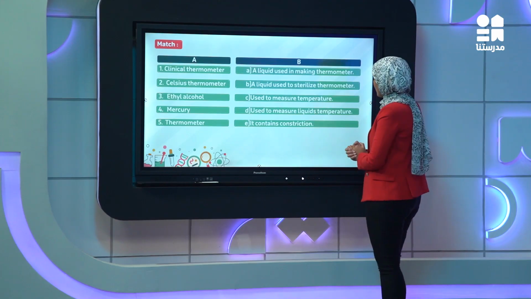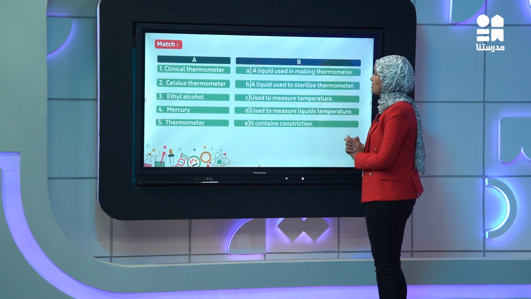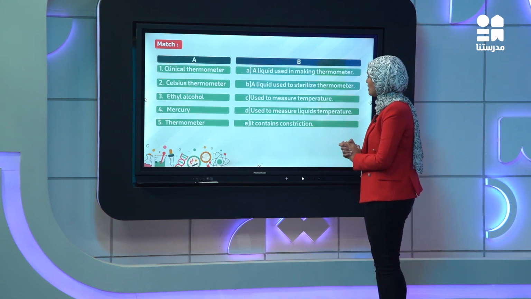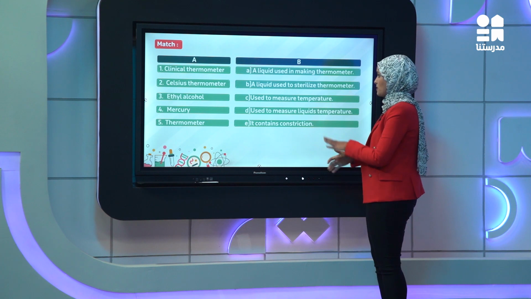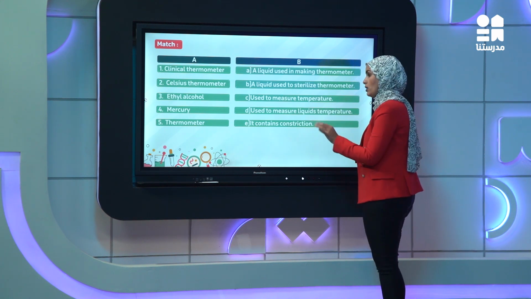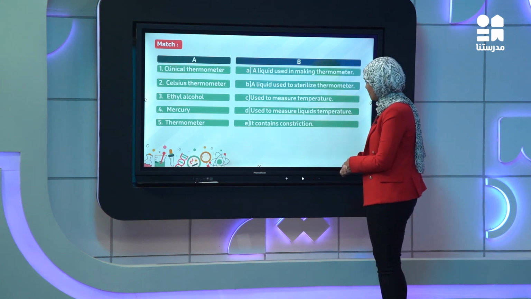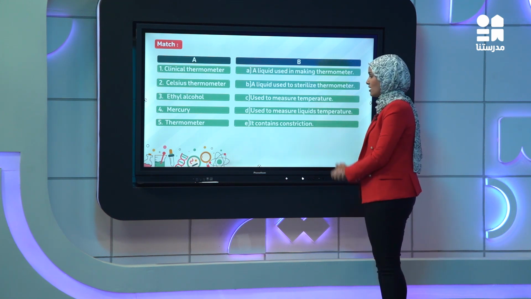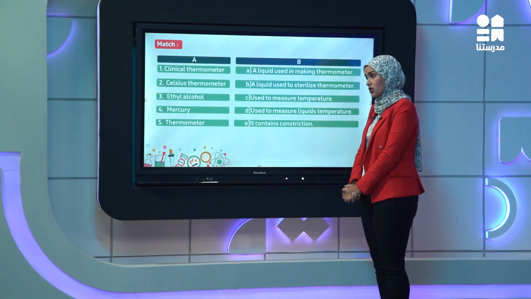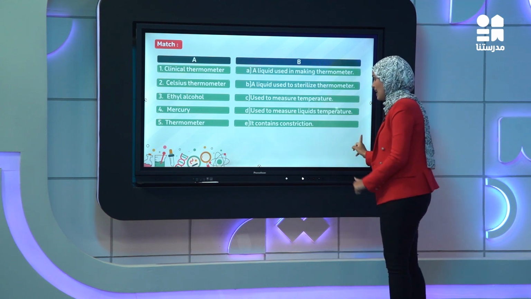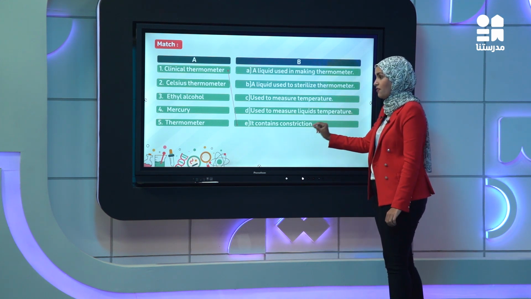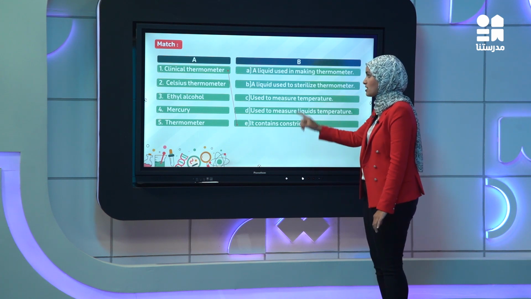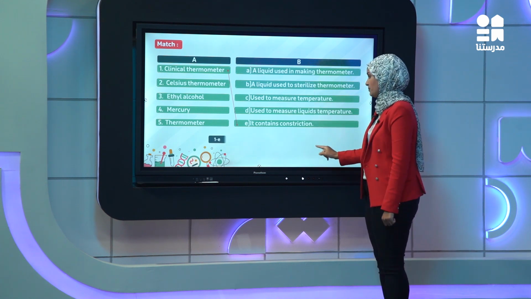Let's look for which one this is here in front of me. First, a liquid used in making: it's not a liquid. B, a liquid: again it's not a liquid. C, used to measure temperature in general: no, we said human temperature. D, used to measure liquid temperature: doesn't work because of the word liquid. E, it contains constriction. Yes, this is the right answer and this is a very specific property of the clinical thermometer.